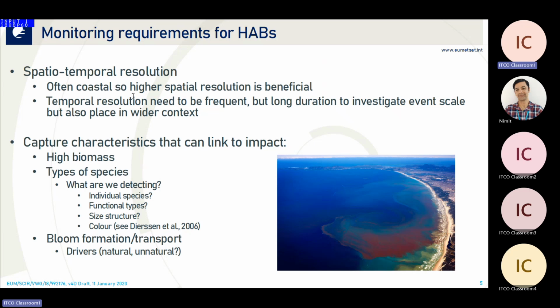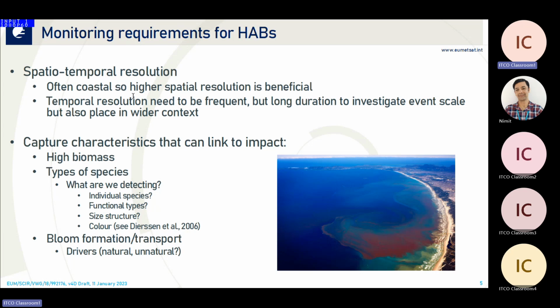What are the monitoring requirements for HABs? We need, of course, the dream of all environmental scientists, a lot of data with good spatial and good temporal resolution. These blooms usually occur near the coast, so we need this high resolution. It's really beneficial, and also usually some of them have a regular or irregular frequency that we also need to monitor. That means we need both good temporal and good spatial resolution.